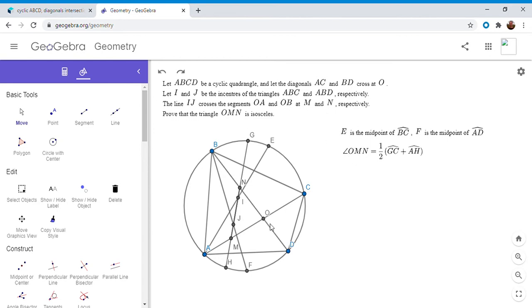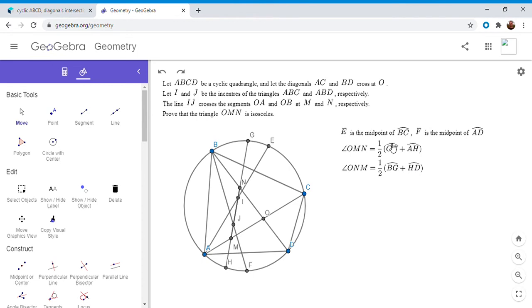So I'm going to write that out. Actually, I did OMN first, but in the same way: angle OMN is the angle between chords GH and AC, so it has to be half of arc GC plus half of arc AH. And as I said earlier, angle ONM is half of arc BG plus half of arc DH. We want to show that angle OMN is equal to angle ONM, because that would prove that OMN is isosceles. And usually when we want to show two things are equal, maybe we subtract them, maybe we try to set the right-hand sides equal.